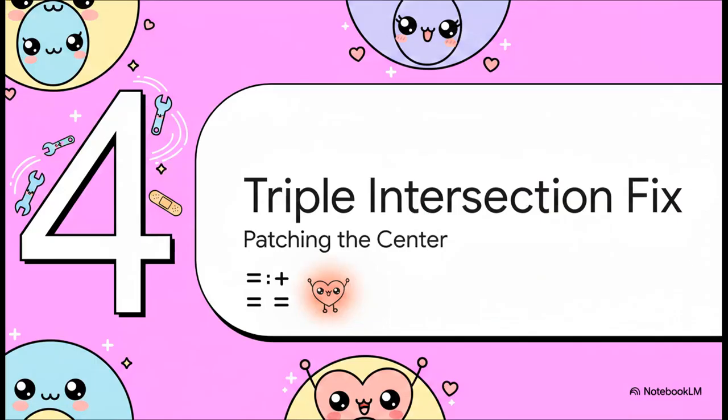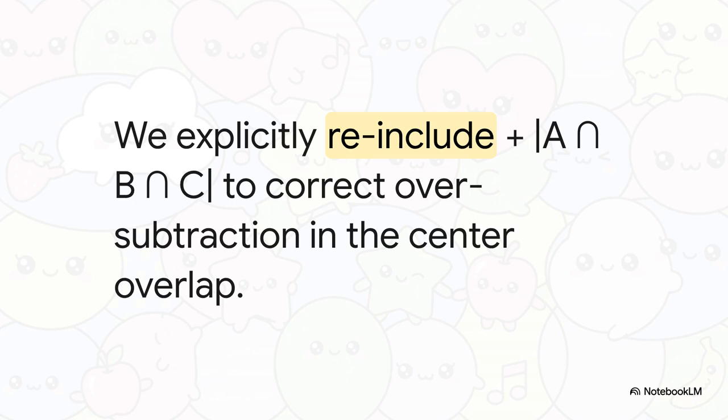Section 4, the triple intersection fix. Plus A intersection B intersection C. Here is the exact reason we absolutely have to add this back. When we systematically subtracted those 3 different 2-set pairs in the previous step, we were actually a little too aggressive. Think about a standard Venn diagram with 3 circles. Any single item that belonged to all 3 sets, that highly specific group of people living in the very dead center of the diagram, got subtracted 3 separate times.